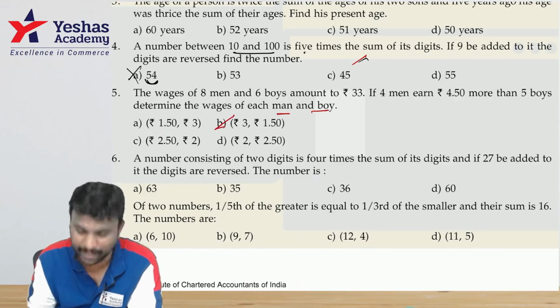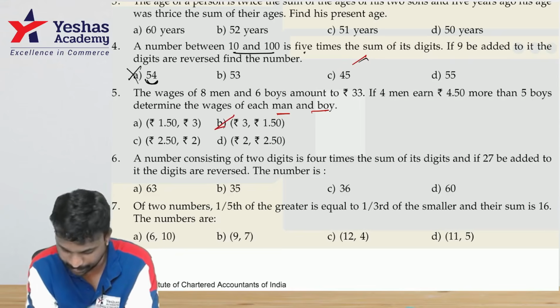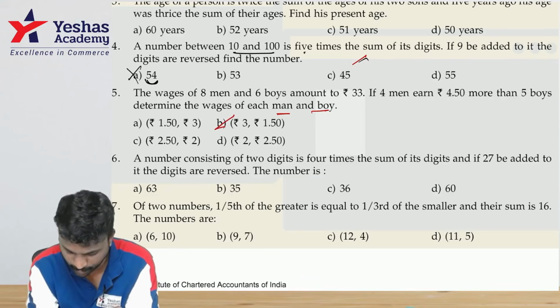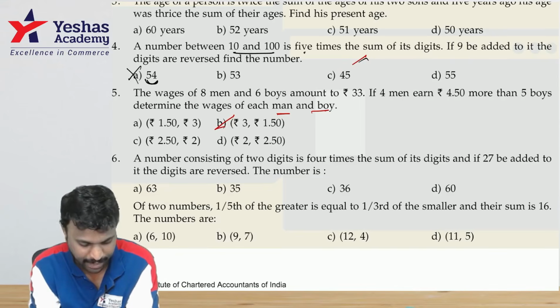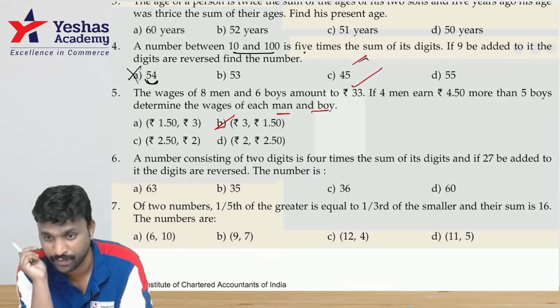Let me hit option B and check. Guys, 8 into man's earning is 3 rupees, so 8 into 3 plus 6 into boy's earning is 1.5. That fetches you 33. The first condition is satisfied.